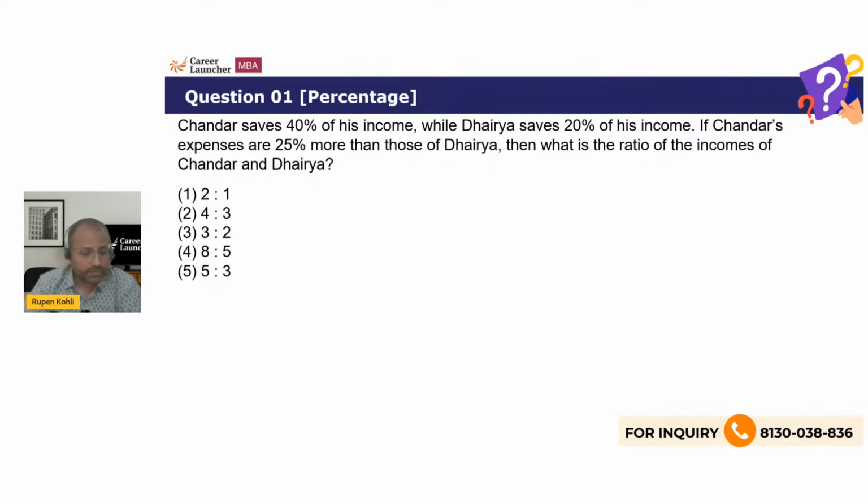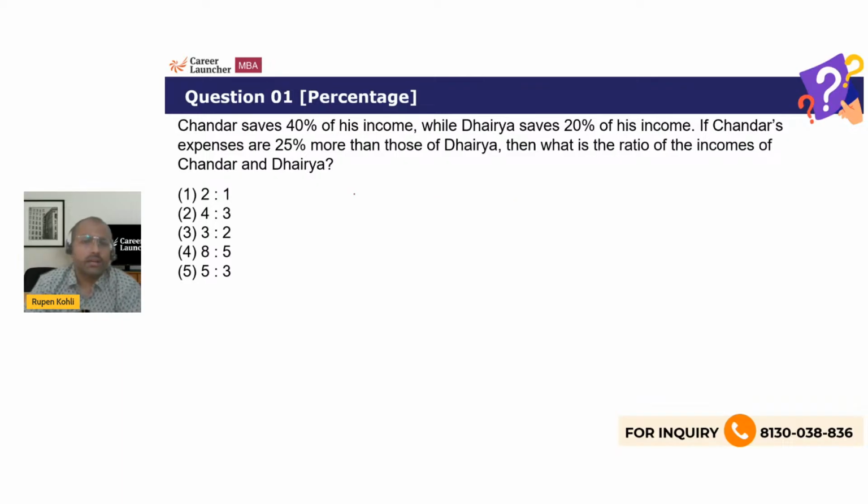Chandar saves 40% of his income while Dharya saves 20% of his income. If Chandar's expenses are 20% more than those of Dharya, then what is the ratio of the incomes of Chandar and Dharya? Okay, so let's see. Some percentage comparison is done on savings and then on expenses, right? We know income equals expense plus savings. Since percentages are being talked about and we are asked to find a ratio, we can take either some numbers or some variables. I think the most important thing is we don't know the ratio of the incomes of Chandar and Dharya, so we must take variables in this case.